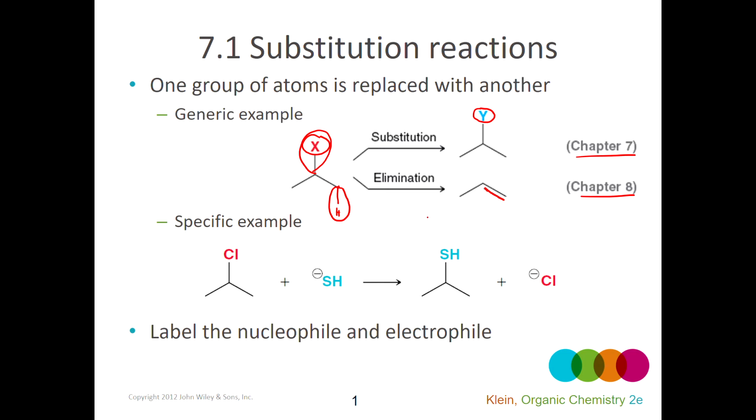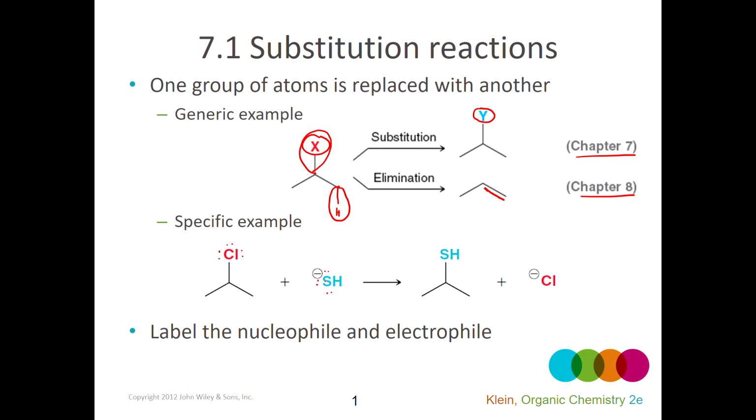So we're going to talk about some specific examples of some substitution reactions today, and we're going to look at a couple different mechanisms by which substitution reactions occur, and then we'll continue with chapter 7 on Thursday. So here's one example. I had chlorine here. I want it to leave, and I want to replace it with this nucleophile.